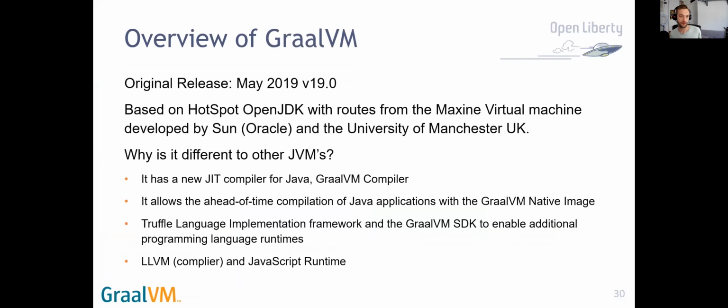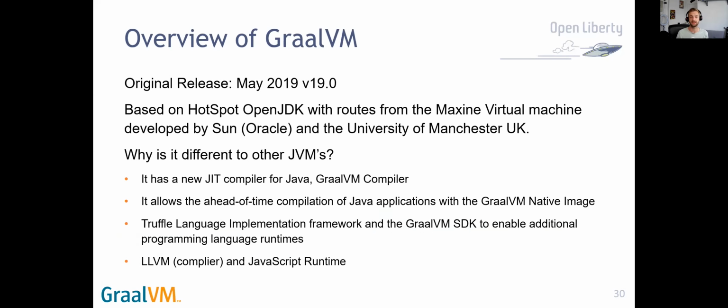So moving on to Graal VM. So this is quite a new addition, I would say, to the Java world. It was originally released in May 2019. It's based on the HotSpot OpenJDK with roots in the Maxine virtual machine developed by Sun, like I mentioned earlier, and the University of Manchester. Essentially, the Maxine JVM was created quite a long time ago, but there wasn't really a good enough use case for developing it into what Graal is today. Because we weren't using the cloud. There were lots of factors. We weren't using microservices, but now it made more sense to actually utilize this technology.